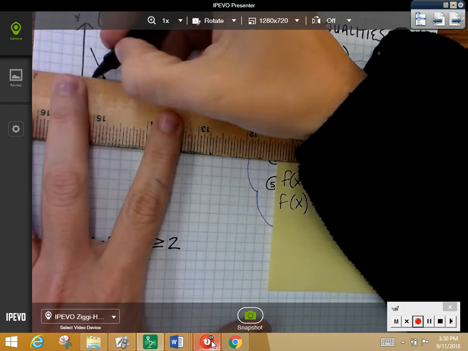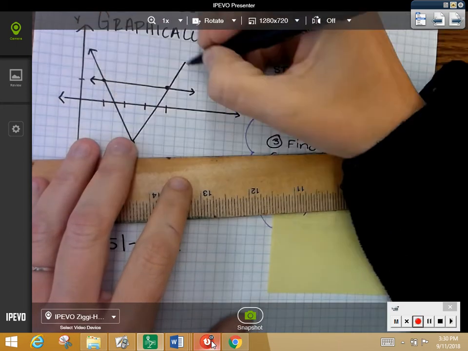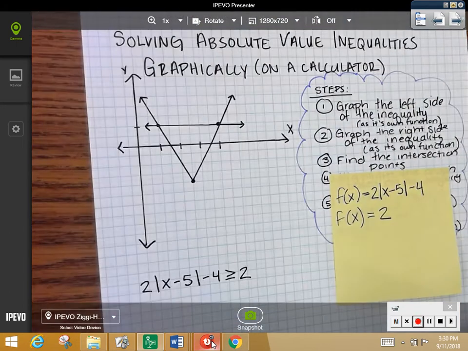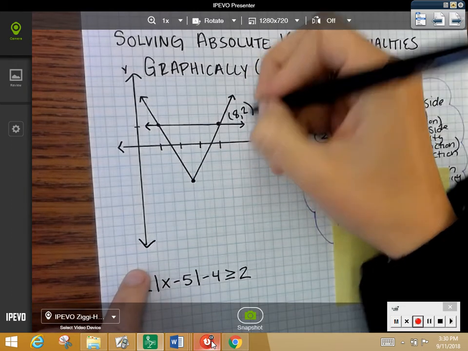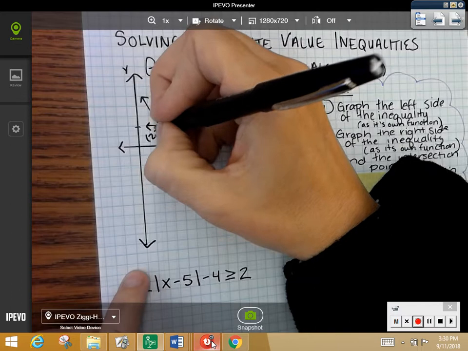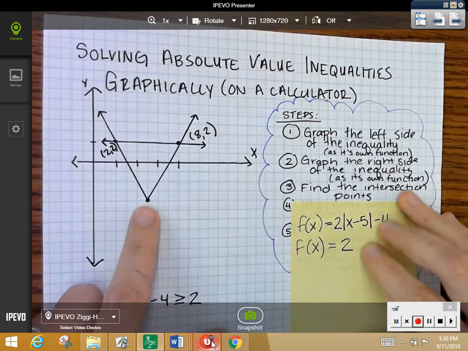Okay, don't forget your little arrows to suggest that these go on forever. And I'm going to label these points. So this was at 8, 2, and this was at 2, 2 as our ordered pairs. So we found the intersection points, and I went ahead and graphed it here on paper.